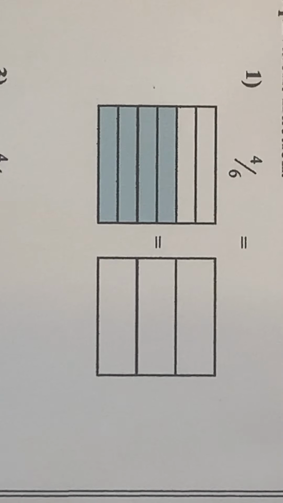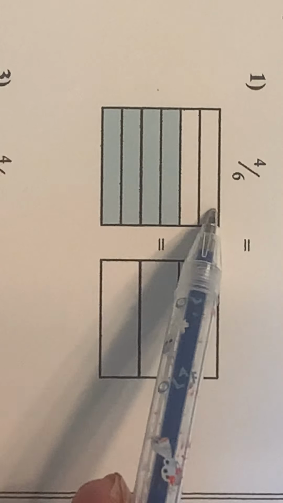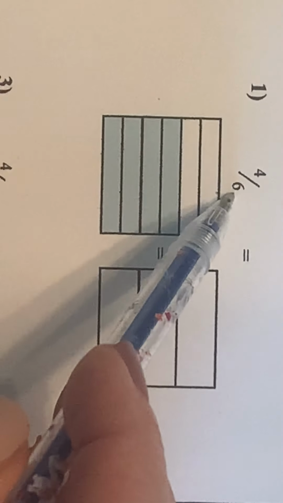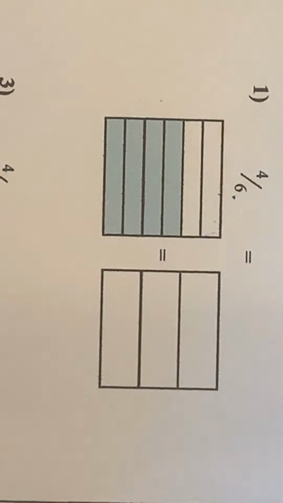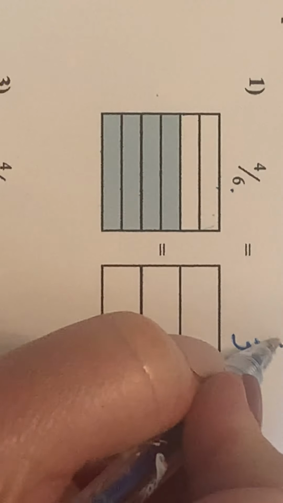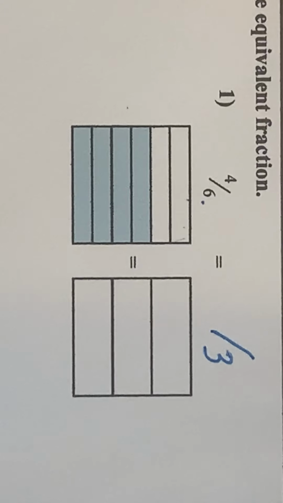It says 4/6. Now where do we get our 6? Yep, from the total number of pieces. Let's count them. 1, 2, 3, 4, 5, 6. I'm counting on my phone, not counting down here. Let's start again. 1, 2, 3, 4, 5, 6. That's where we get our 6. How many are blue? 1, 2, 3, 4. 4/6. Now right here, how many pieces do we have? Yep, you're right, 3. Good job. We're already getting there.